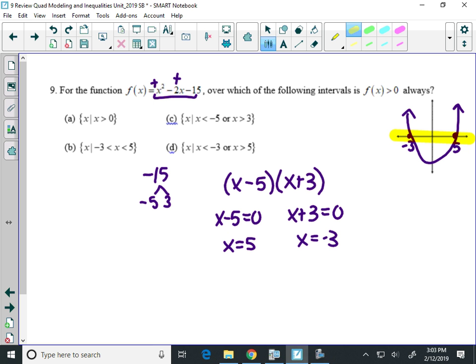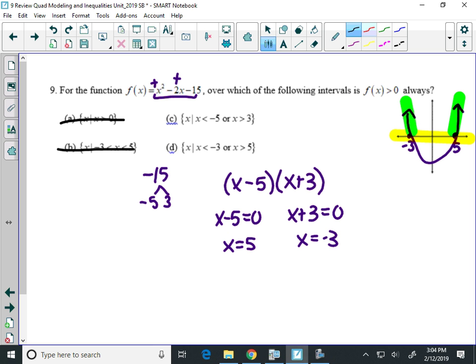Well, when I'm looking above the x-axis here, there's actually 2 parts to my graph that are above the x-axis. So I need a solution set with two inequalities because I have to write an inequality for each part of the green shaded section. So first thing I can do is I can cross off A and B because those both only have one inequality.